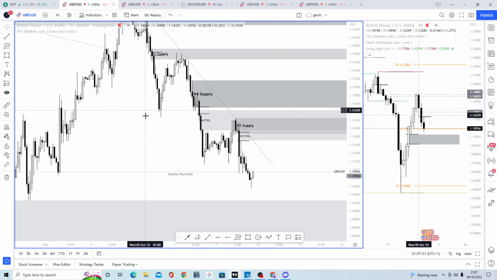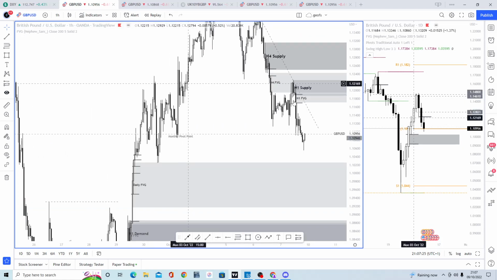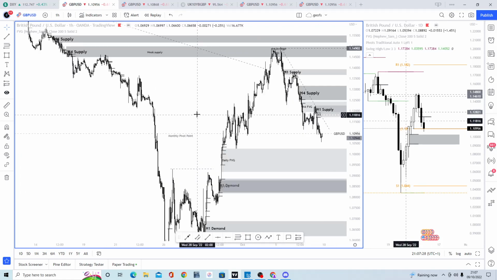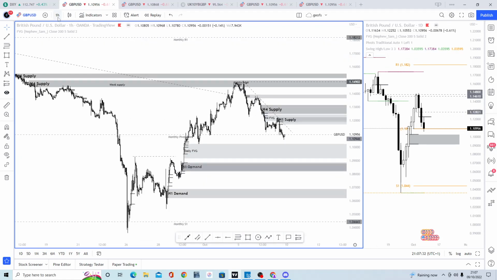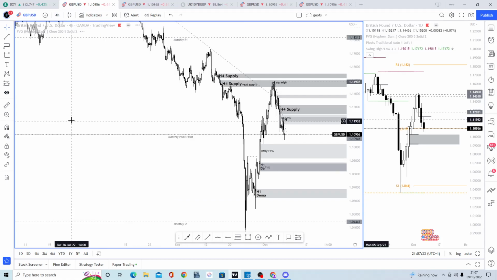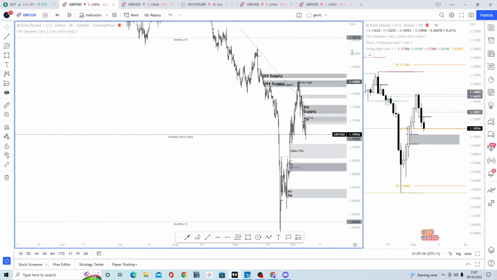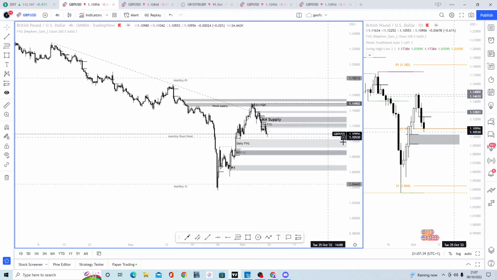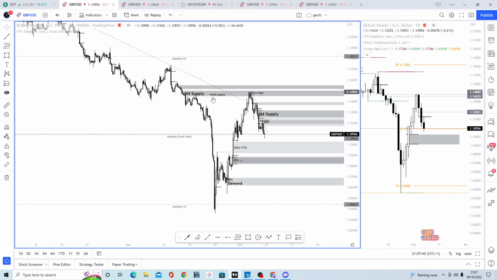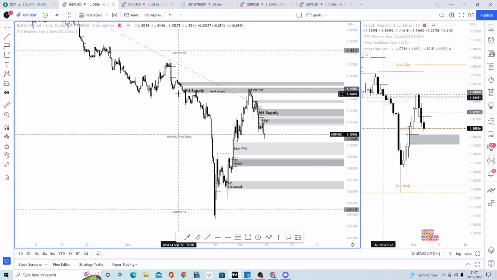So are we seeing anything else in the charts? I like to look out for visual support and resistance. Just the obvious ones. Now, I think to me this looks like a resistance line.